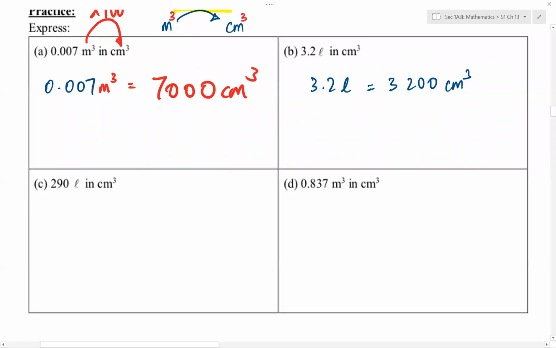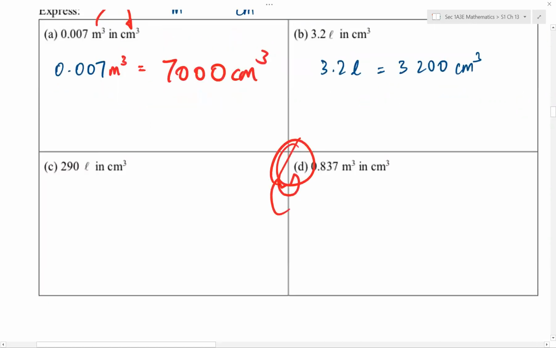0.837 cubic meters to cubic centimeters. Is there anybody who doesn't know how to do part D? If you don't know, raise your hand. I will not call you. If you put up your hands, it means that you know how to do it. Then I can call you to share your answer. Okay, part D. Anybody doesn't know? Raise your hand now. I won't call you. All can. All can do.